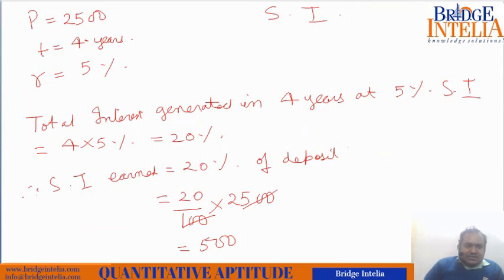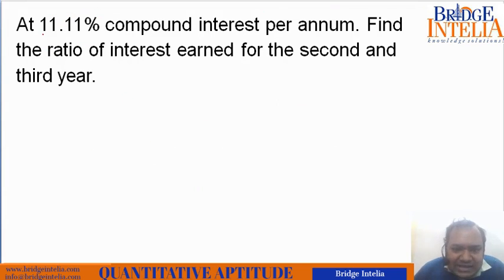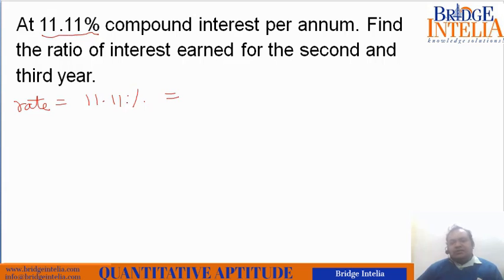So let's take the next example. At 11.11% compound interest per annum, find the ratio of interest earned for the second and third year. For the second and third year, what is the rate? Rate is equal to 11.11%, which is equal to 1/9 of something. So the total framework of the question is up till third year. So total time involved here is equal to 3 years.